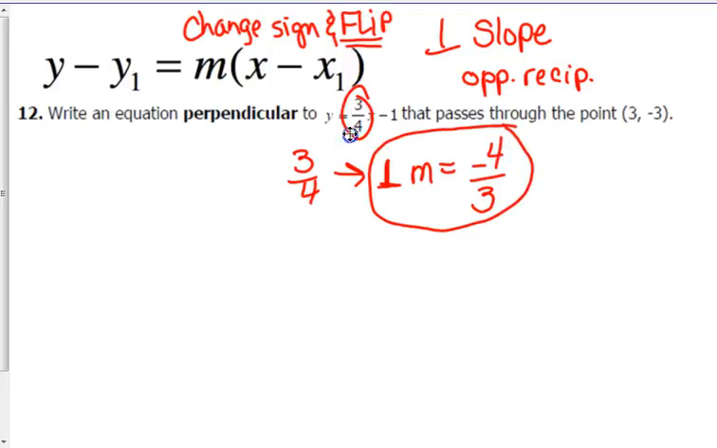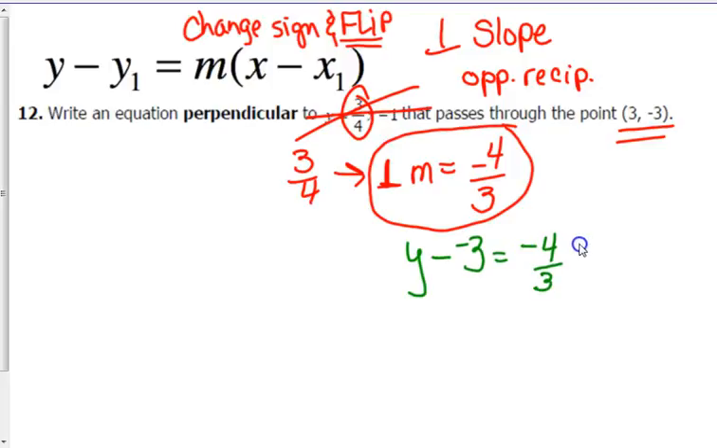Alright, so now we have the right slope. We don't care anything else about this equation, but we need it to go through this point. What'll that look like when we put it in point slope? Brady, can you tell me? Y minus which value here? The negative 3 equals the slope, which we flipped over and made negative 4/3. And then x minus this 3 back here. Right, minus the negative becomes plus.